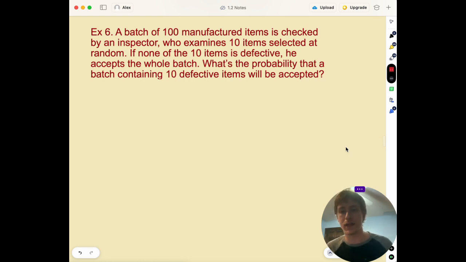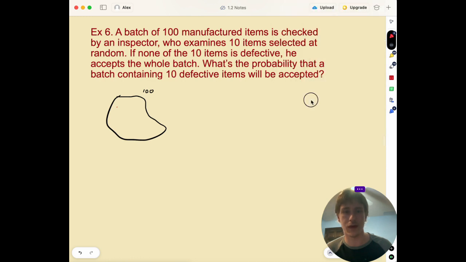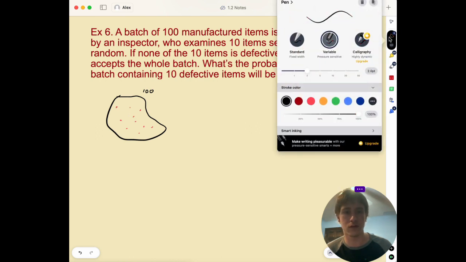Okay, so the idea is that you have a population consisting of 100 items, and 10 of them are bad, right? 10 of them are defective, and they're interspersed in the 90 that are supposedly good, right?